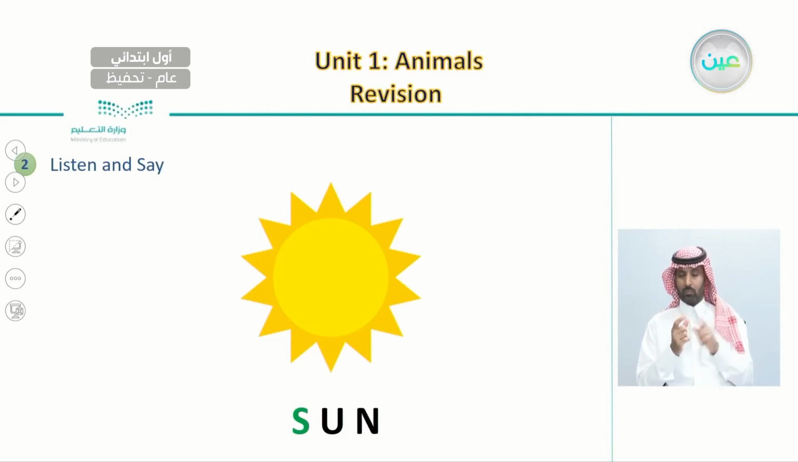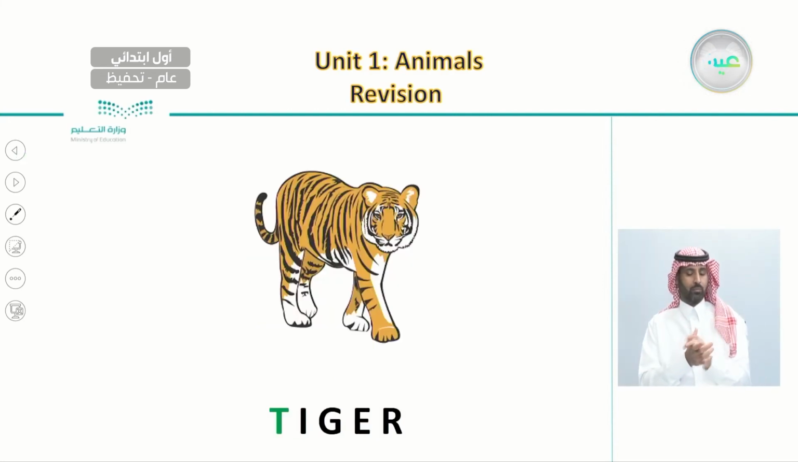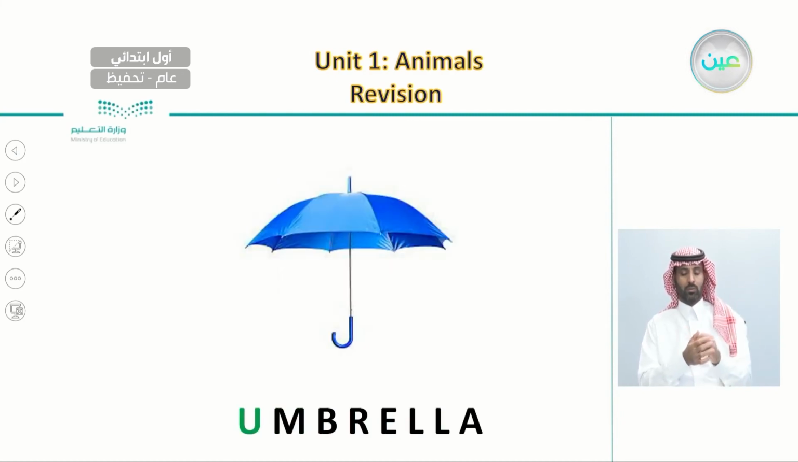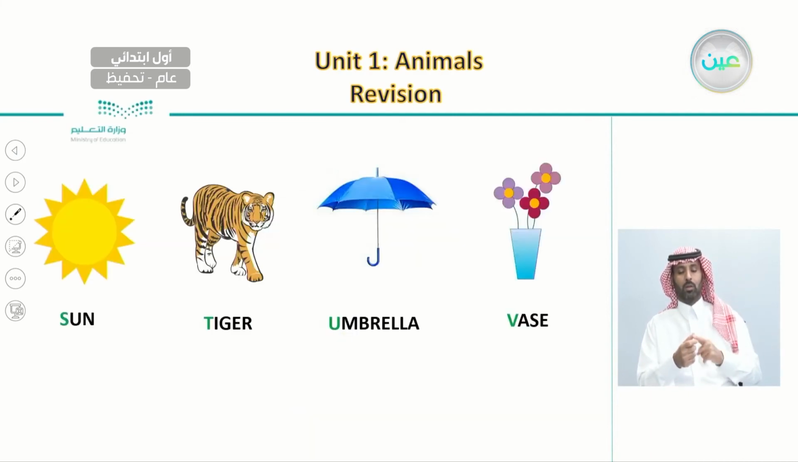So the first word we learned from this lesson was the word sun. And the second word was tiger. And the third one, umbrella. And next we have vase. So these words start with the letters that we practiced, which are S, T, U, and V.